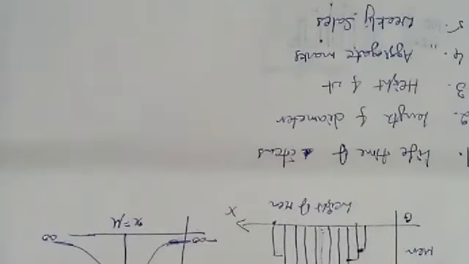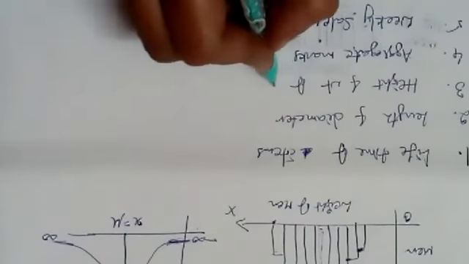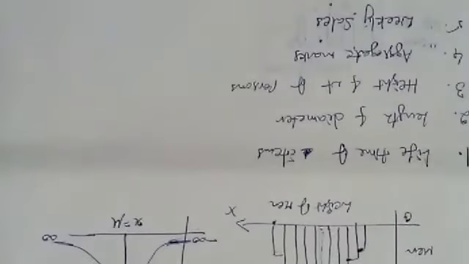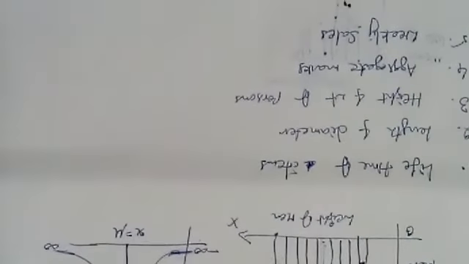Third one, height and weight of persons. Fourth one, aggregate marks, the student aggregate marks. And fifth one, weekly sales of any item. So these are the five situations we can see in our normal life, and these come under normal distribution applications.